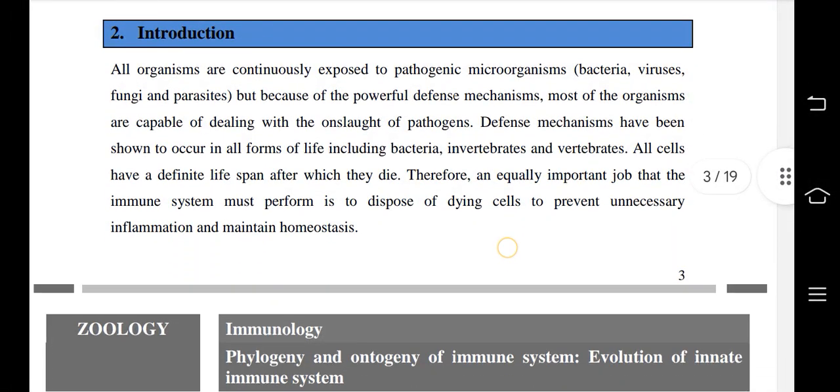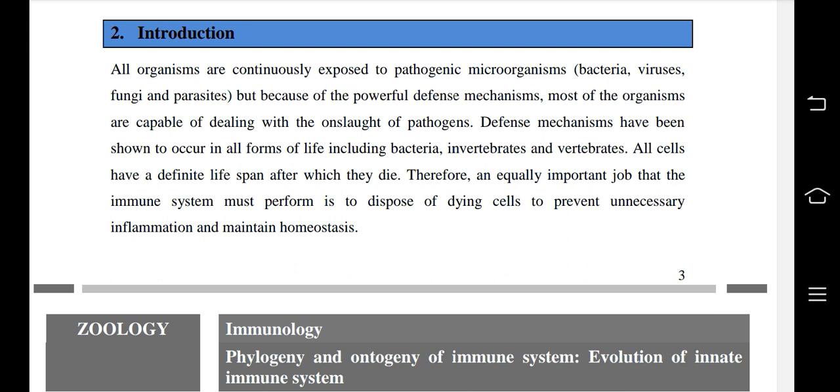So let's have an introduction. All organisms are continuously exposed to pathogenic microorganisms like bacteria, virus, fungi and parasites. But because of the powerful defense mechanism, most of the organisms are capable of dealing with the outside of slide of pathogens. Defense mechanisms have been shown to occur in all forms of life, including bacteria, vertebrates and invertebrates. All these have a definite lifespan after which they die.